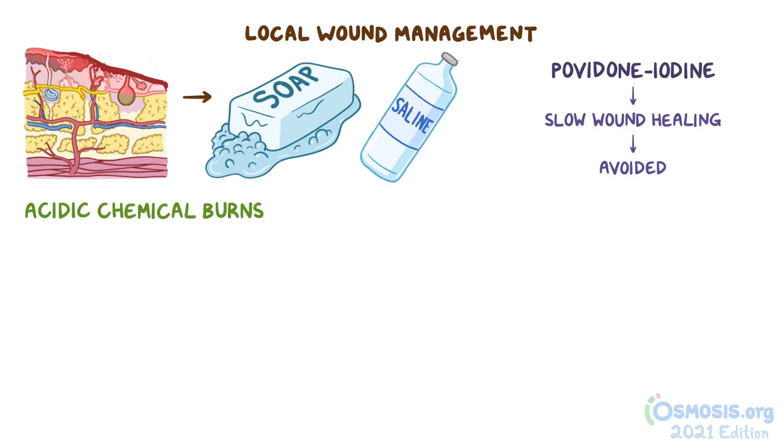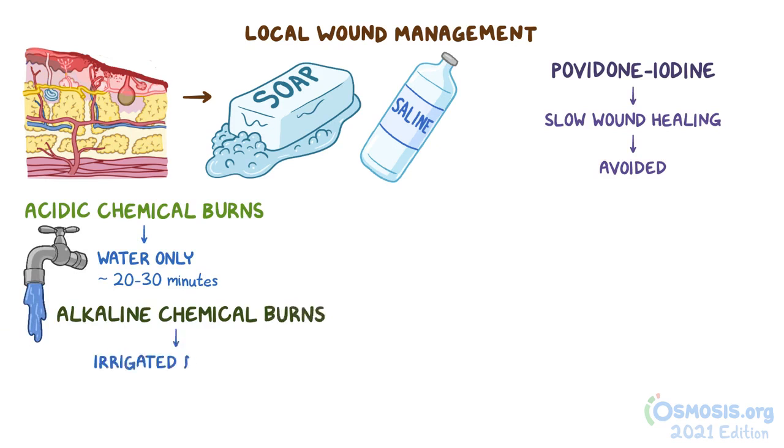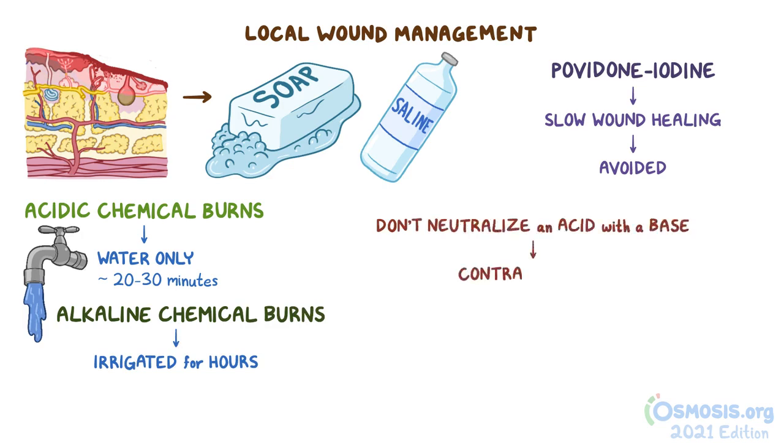Acidic chemical burns should be irrigated continuously with water only for 20 to 30 minutes, and alkaline burns should be irrigated for hours, since they're far worse. It's actually not a good idea to neutralize an acid with a base, and vice versa. In fact, it's contraindicated, because this results in the release of thermic energy, which further damages the tissue.